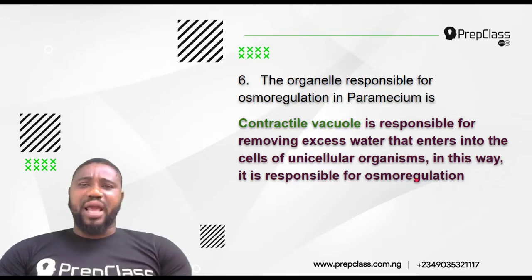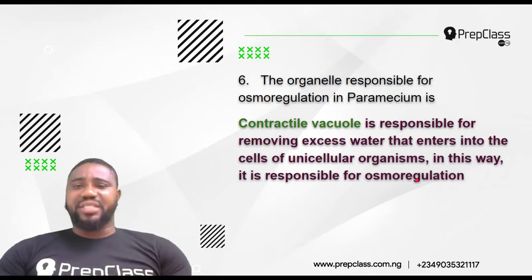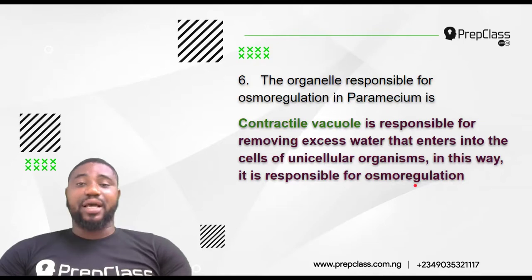You know, these unicellular organisms like amoeba, Paramecium, euglena, chlamydomonas, they are mostly found in fresh water habitats. And because they are found in fresh water habitat and because their cell is very, very thin, water can easily permeate into the cell and dilute the cell. It can cause the cell to swell and rupture or burst. Now, for that unicellular organism to be alive, it must have an organelle that helps it to remove excess water that enters into the cell in order to prevent it from swelling and bursting in the case of an animal cell.